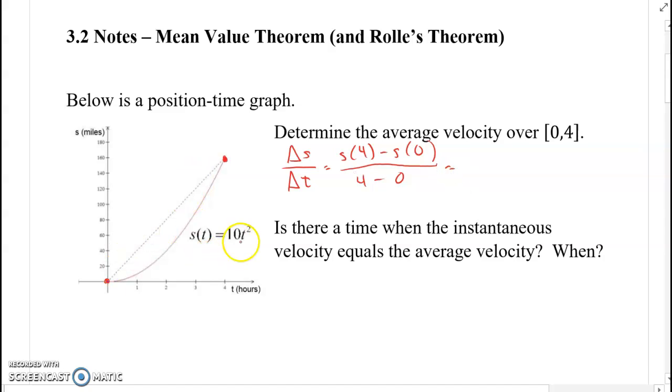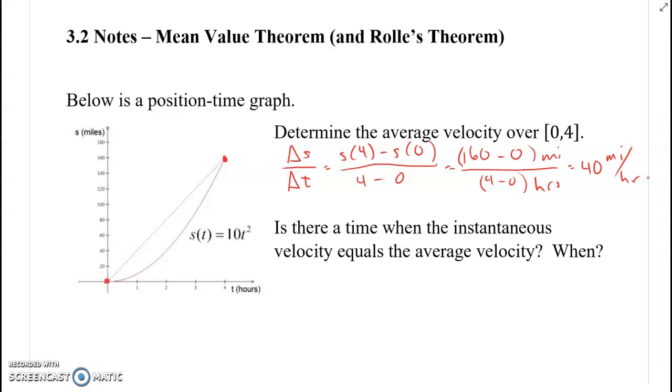So s of 4 is 160 miles. s of 0 is 0 miles. So we've got a number of miles in the numerator, and we've got 4 minus 0. Time is measured in hours in this problem. So we've got 160 divided by 4, 40 miles per hour. That would be your average velocity over that interval of time.